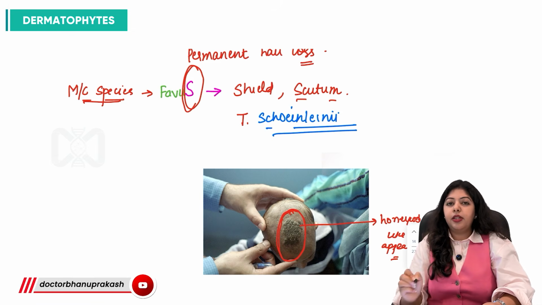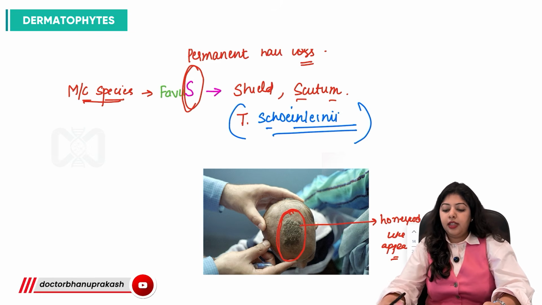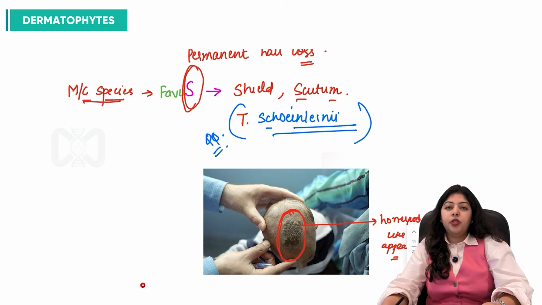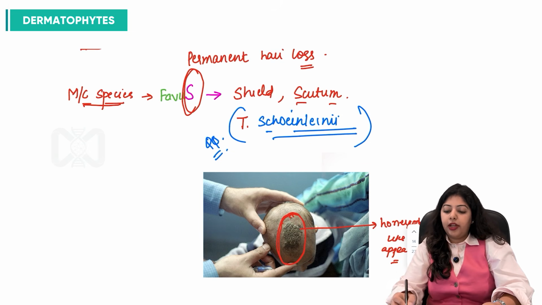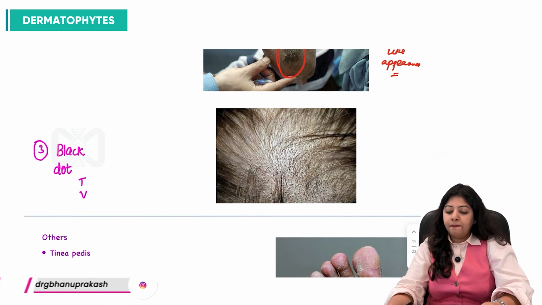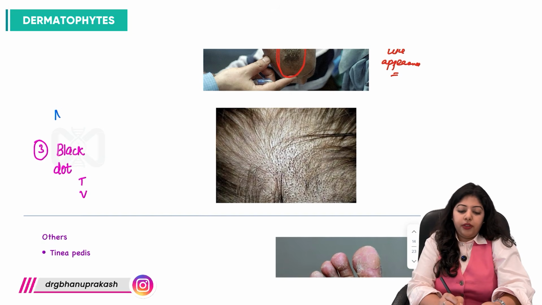Trichophyton schoenleinii is going to be associated with favus infection, right? This is also asked very frequently: what is the most common species associated with favus? It is Trichophyton schoenleinii.